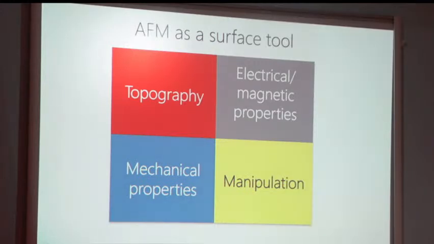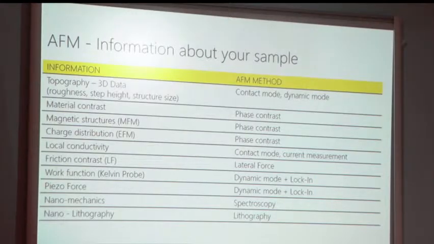Additionally, on top of that, out of AFM, you can also get electrical properties, magnetic properties, mechanical properties, and also you can manipulate at the nanoscale. I will show you a little bit more how these things look. But if you go a little bit further and get more information about the sample, what you are getting is the surface topography, which provides you the roughness, step height, structural sizes. From material contrast, you will understand the composition of the material qualitatively, not quantitatively.